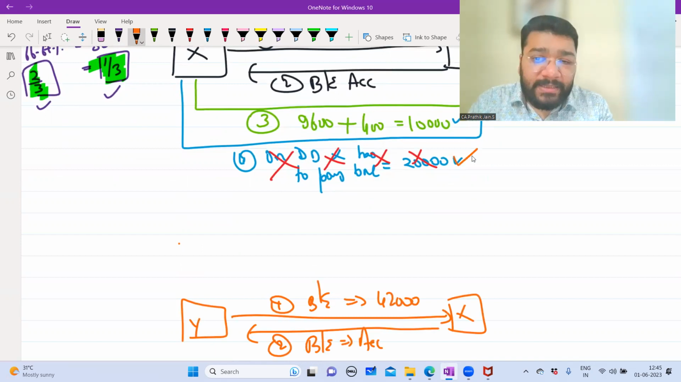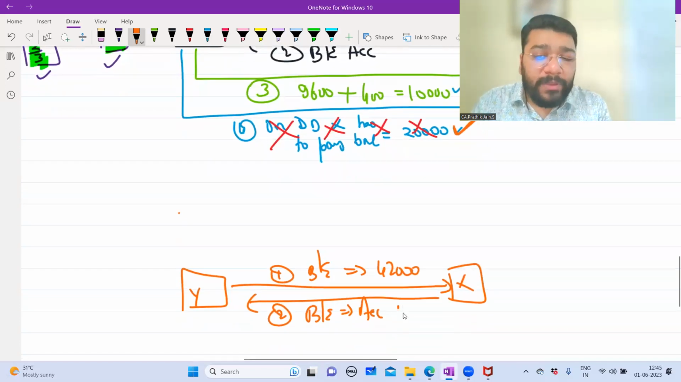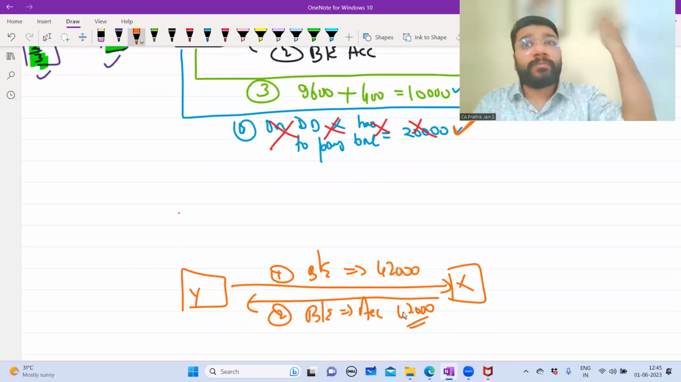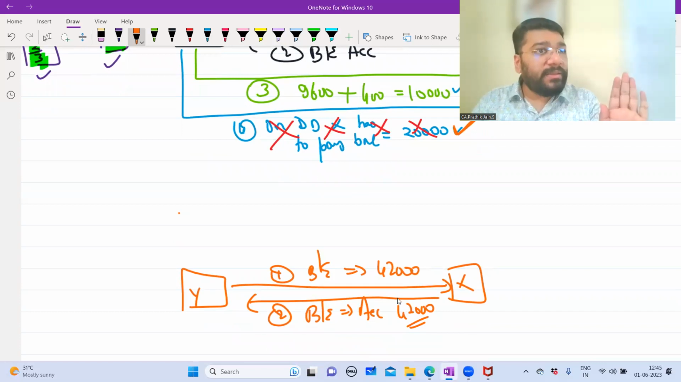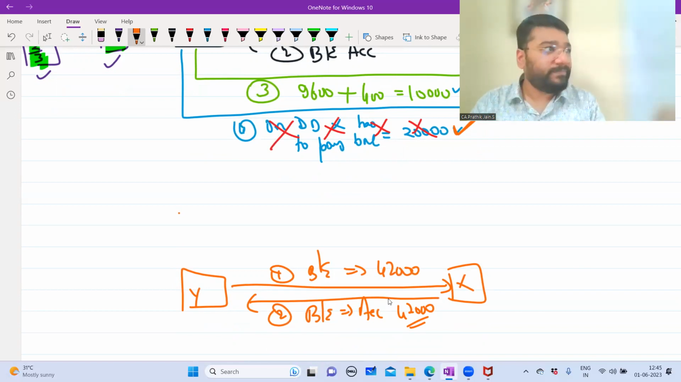So where X is supposed to make the payment of 20,000 rupees, instead of making 20,000 in form of cash and bank, X has agreed to make the payment in form of bills of exchange for 42,000 rupees. If X gives a 20,000 bill, it is more than sufficient, but he ended up giving a 42,000 bill. So how much extra did he give? 22,000, that we have to recover from Y. Are you able to follow?